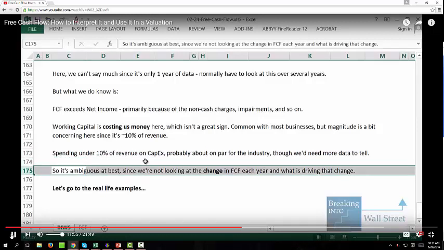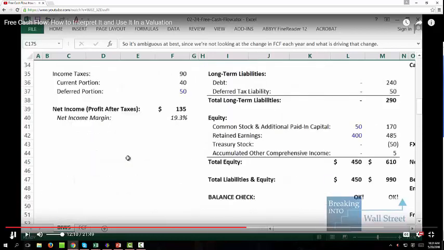We don't really have multiple years of data, so it's not possible for us to gain a whole lot of insights into the business. We can just at a basic level see some of what's going on here, but to really draw a conclusion, you need to see how free cash flow is changing over time. So with that said, let's actually now move into the next step of this analysis.